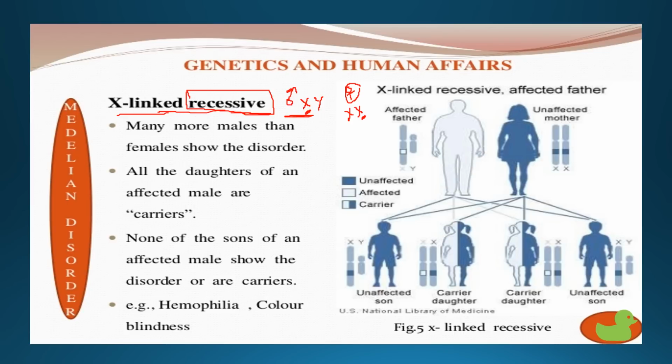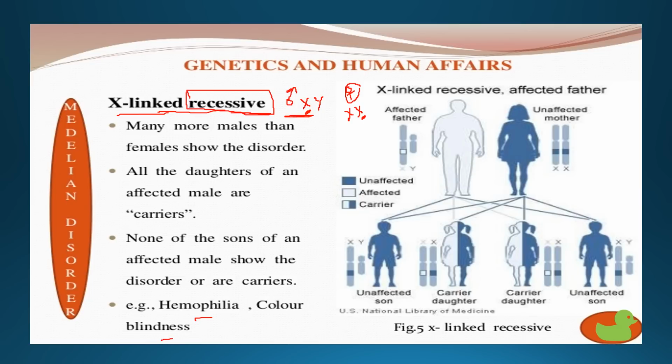So this is more prevalent in males when compared to females. For a daughter to be affected, both the parents should be carriers, or they should be affected. Then only can we see that the daughter is affected. Otherwise, the daughters are not affected. Examples of that are hemophilia as well as color blindness.